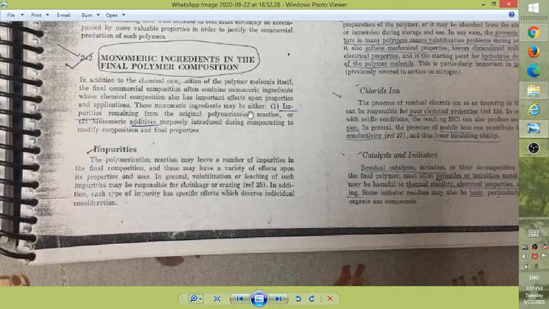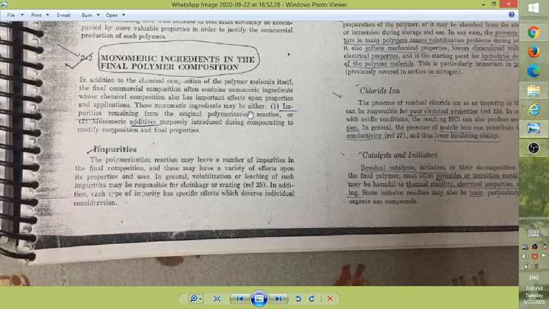In addition to the chemical composition of the polymer molecule, that is CH2CHCl, which is of vinyl chloride monomer, the final commercial composition often contains monomeric ingredients whose chemical composition also has an important effect on the properties and application. So sometimes, apart from the chemical composition of the polymer itself, there is some final commercial composition. These also play an important role in their properties and application.